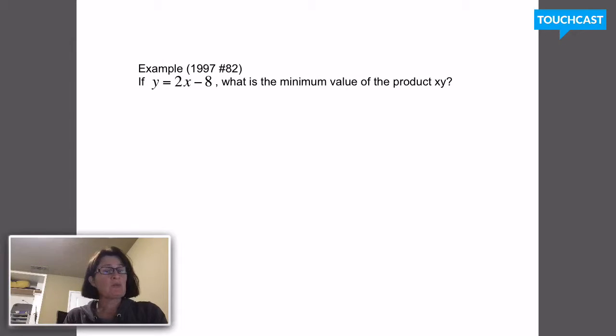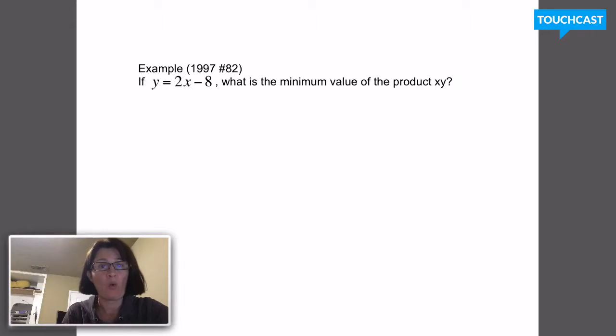So here's a next example of an approximation of an optimization problem. Keep handy those 7 steps that we wrote down. Just gonna make sure that we hit all 7 of them as we go. So if y is equal to 2x minus 8, what is the minimum value of the product xy?